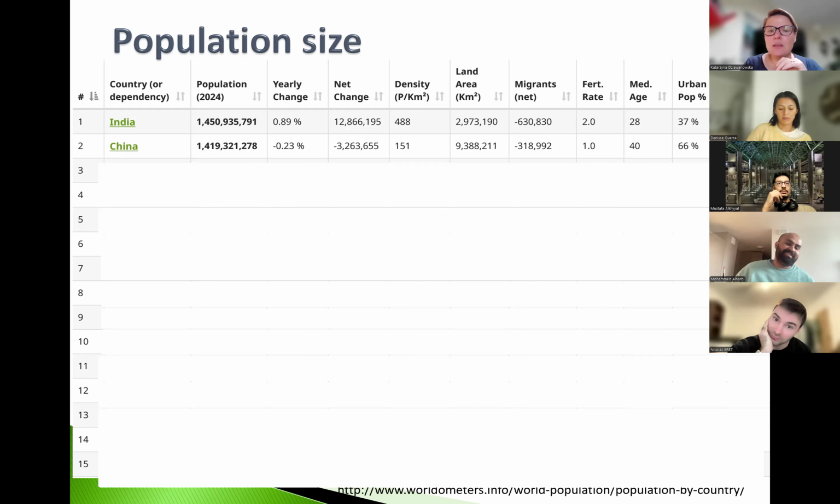And what you can see, interestingly here, India has grown in the last year by almost 13 million people. That's how much it's growing. China, on the other hand, is shrinking. A little bit over 3 million people.